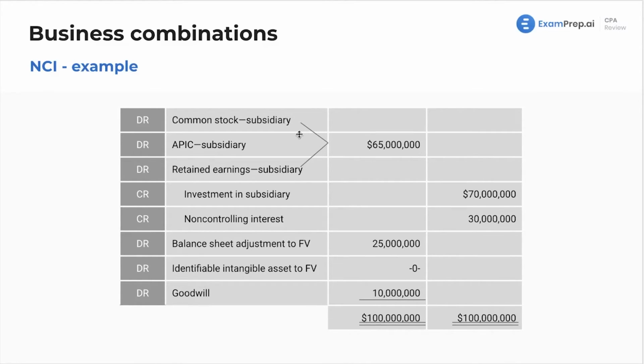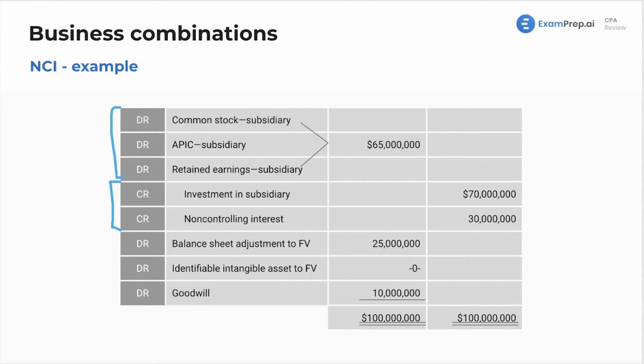So you see, we're not going to have every single journal entry filled out. We don't have identifiable intangible asset to fair value. We don't have to write that up. There's nothing there. That would just be another adjustment. Common stock, subsidiary, all of this, it's included in that amount that's eliminated, right? This is the subsidiary's eliminated amount right here. Investment subsidiary and NCI, that equals the total value of the company.